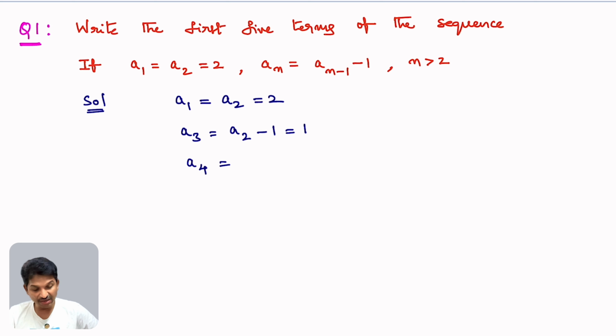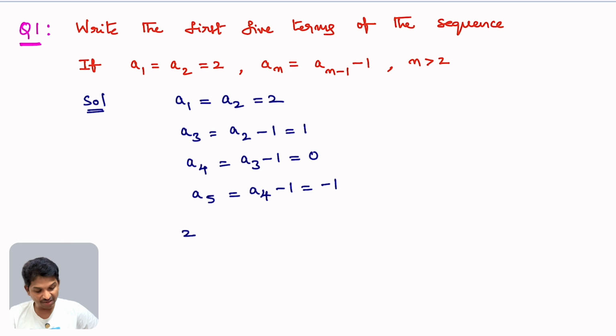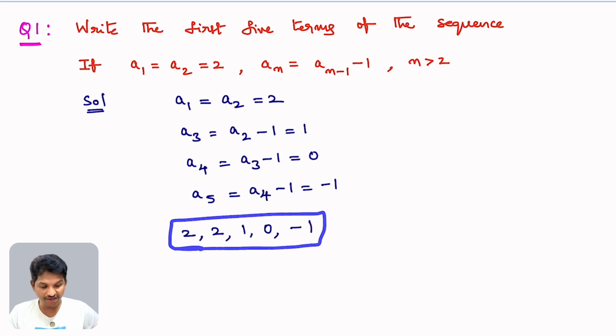A4. What is A4? Put n equal to 4. A4 is A3 minus 1. What is A3? A3 is 1. 1 minus 1 is 0. Next, A5. They are asking for the first 5 terms, no? Put n equal to 5 in this. A5 is A4 minus 1. A4 is 0. 0 minus 1 is minus 1. So they are asking us to write the first 5 terms: 2, 2, 1, 0, minus 1. So these are the first 5 terms of the sequence.